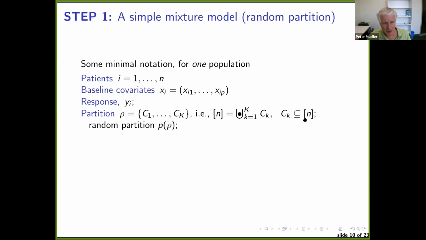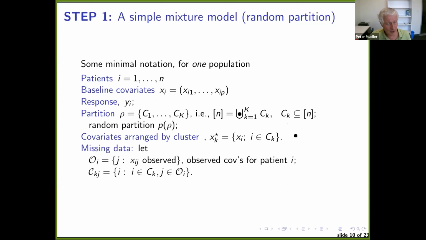Should have said that. Square brackets n is just the set 1 through n of the patient indices. And a random partition, I'll then simply indicate as generically as a probability model for rho, for the random partition. That's the random element here. Sometimes we'll refer to covariates arranged by clusters. I'll always use an asterisk, a star, to indicate anything arranged by cluster.